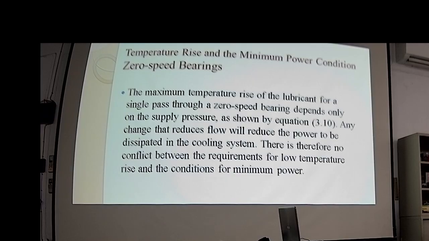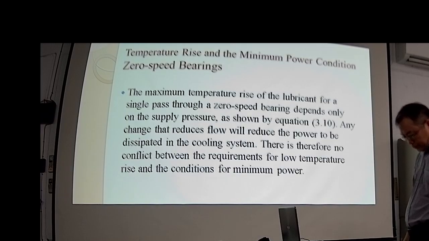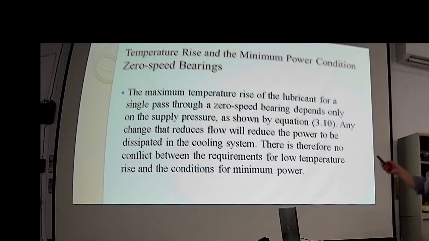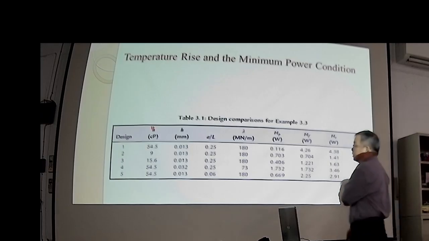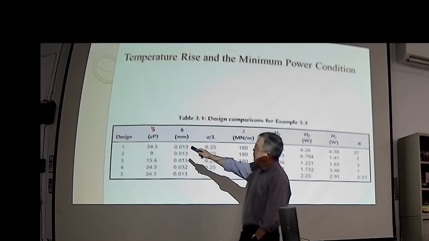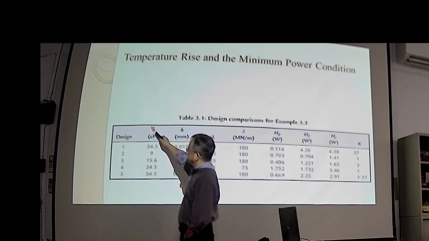So next topic we want to discuss the temperature rise for different varying speeds. First we look at the table 3.1. So this one is incorrect. This one should be eta.